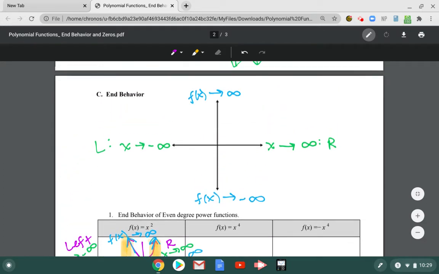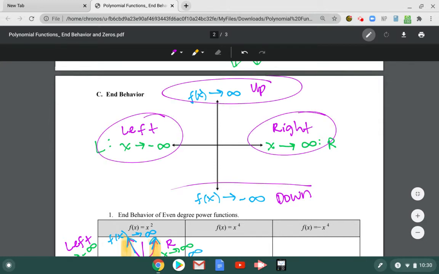I'm going to do one more thing on this diagram. It's really helpful just to have some normal words instead of all these symbols. So f of x going to infinity means up. F of x going to negative infinity means down. X heading to negative infinity is left. X heading to infinity is right. Okay.